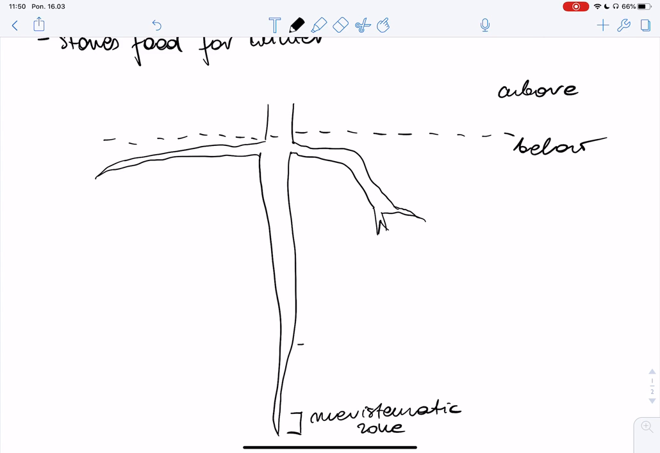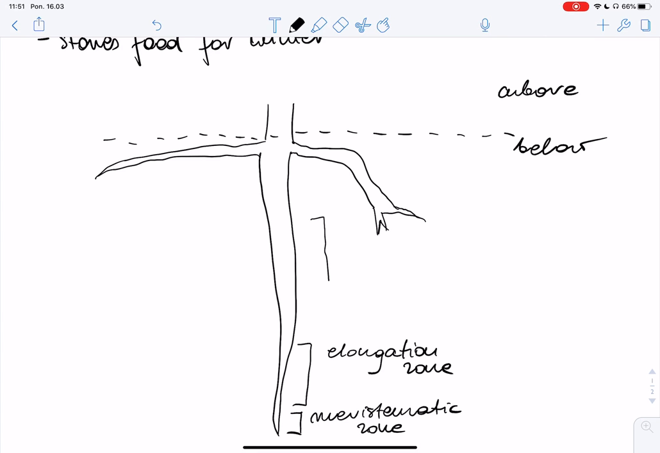A little bit above this meristematic zone, we have the elongation zone. So here, the cells don't divide anymore. What they do is they grow bigger and mostly longer. So the circumference of the root gets bigger, but there is no cell division in this part.